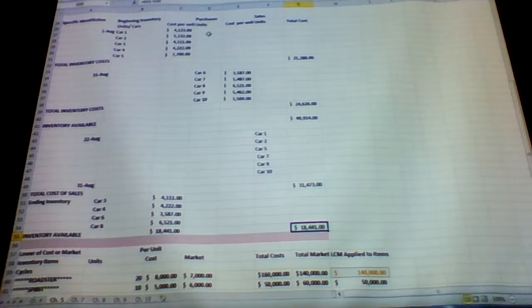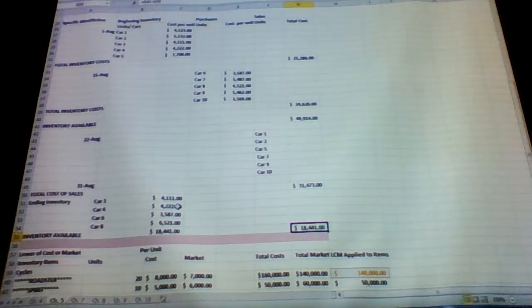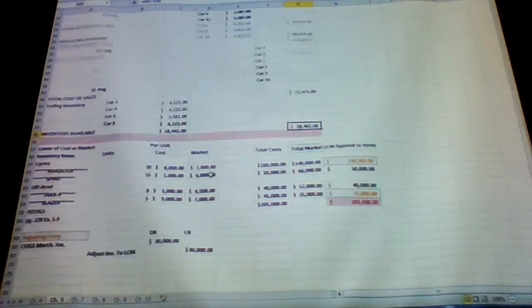Now, again, specific identification really isn't as tricky. It just means that you can specifically identify each item you have for sale and what your cost to acquire it was. So that way you can run these costs and you know what your inventory left is.